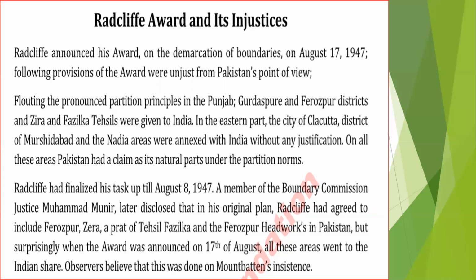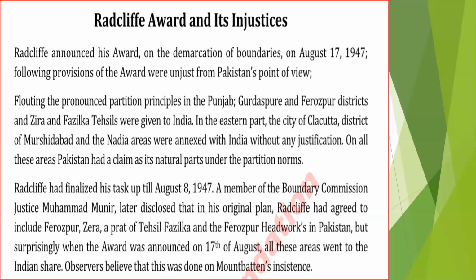I told you, these areas, Gurdaspur, Firozpur, Zira, Fazilka, were given to India, but they wanted to be part of Pakistan, and the Muslims were in the majority. And also Mountbatten himself, at the time, had announced in the 3rd June plan that they would be given to Pakistan. Radcliffe had finalized his task by August 8, 1947.